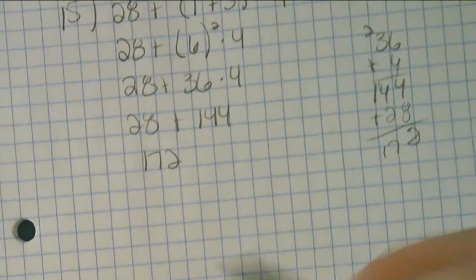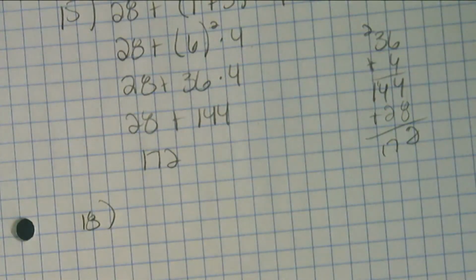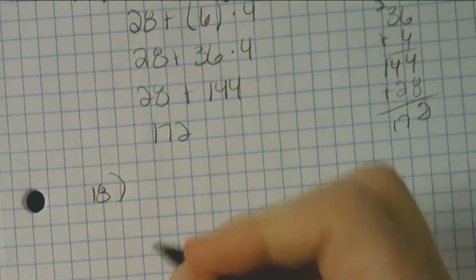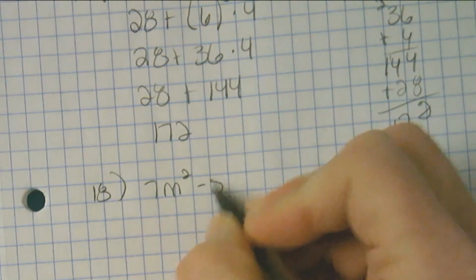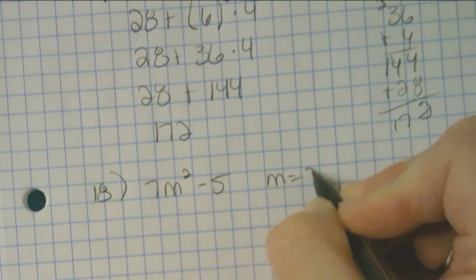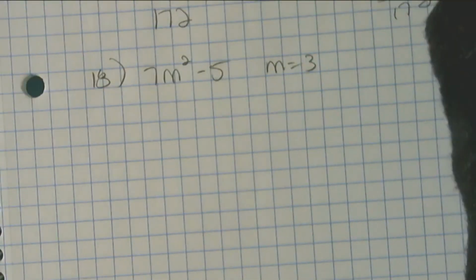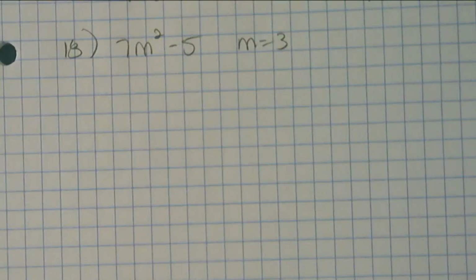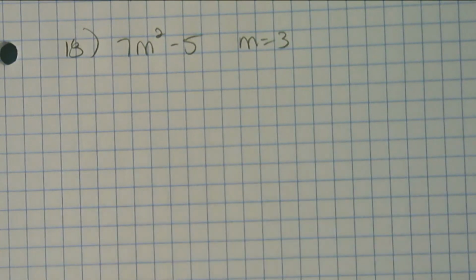The next one we had was 18. Who asked me for 18? Okay, Michaela. All right, so 18 said evaluate the expression 7m squared minus 5 when m is equal to 3. Okay, you're all taking a look at this with us. What does it mean, evaluate the expression? Layla?